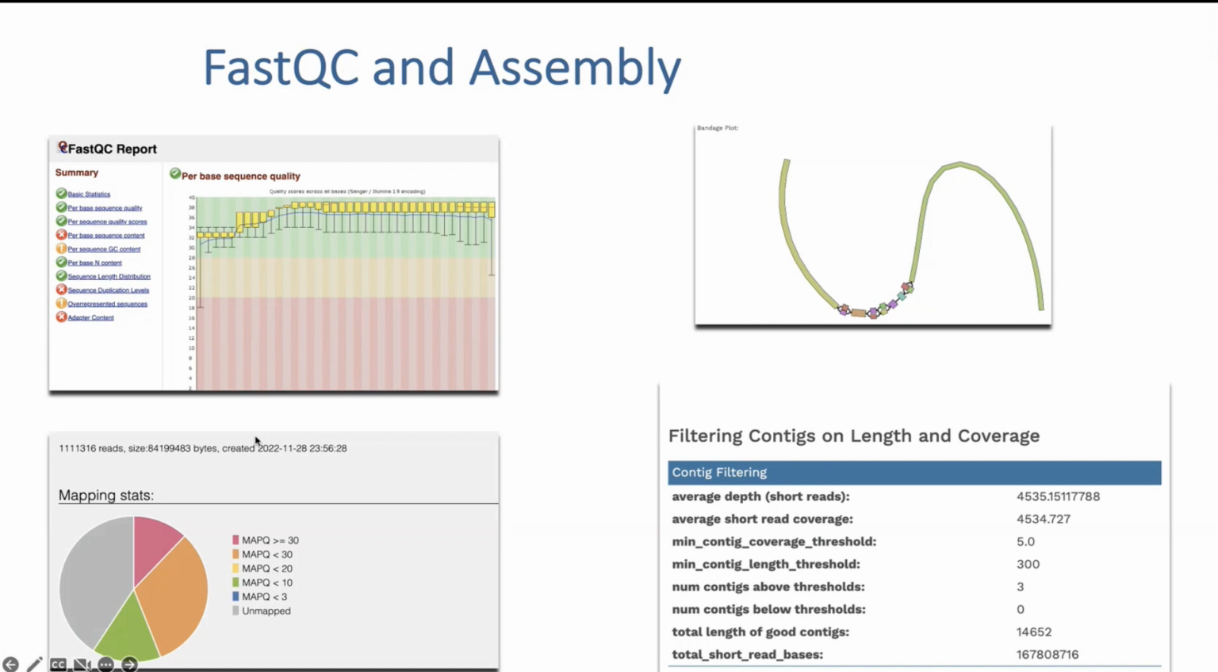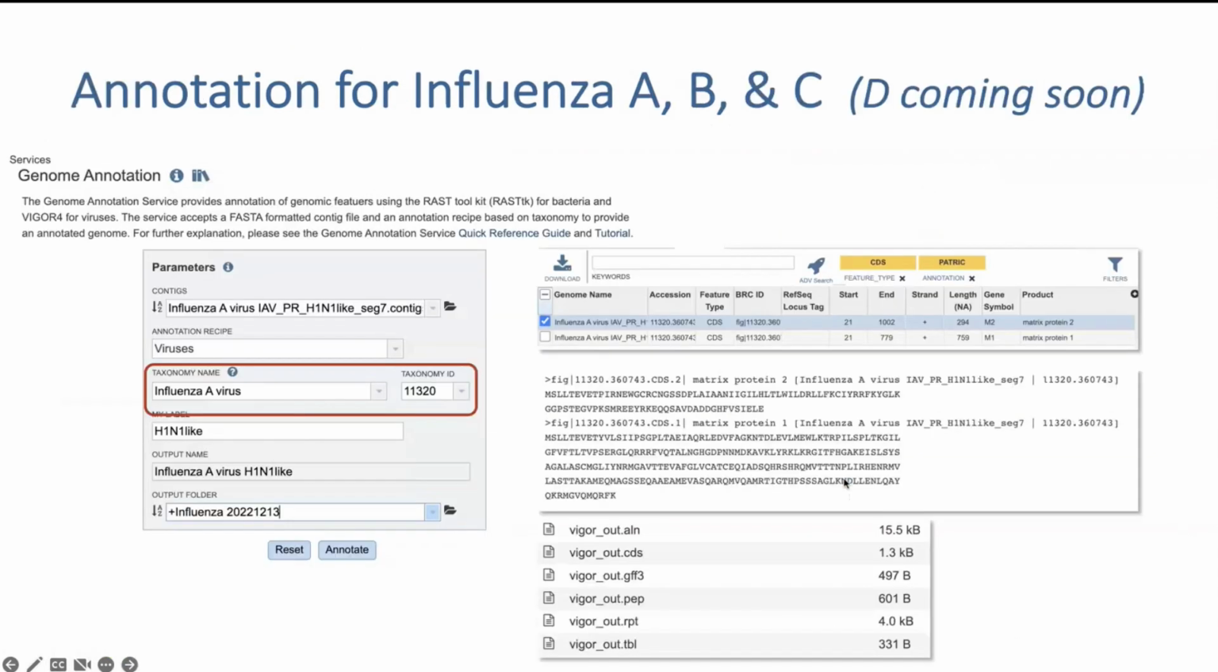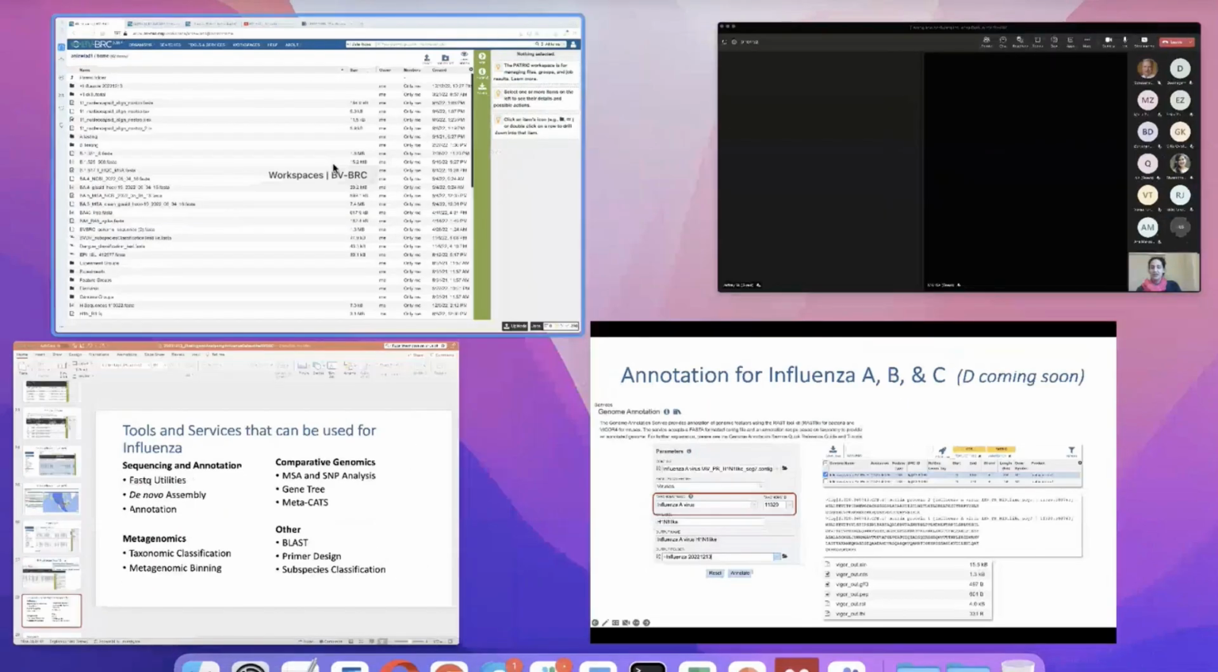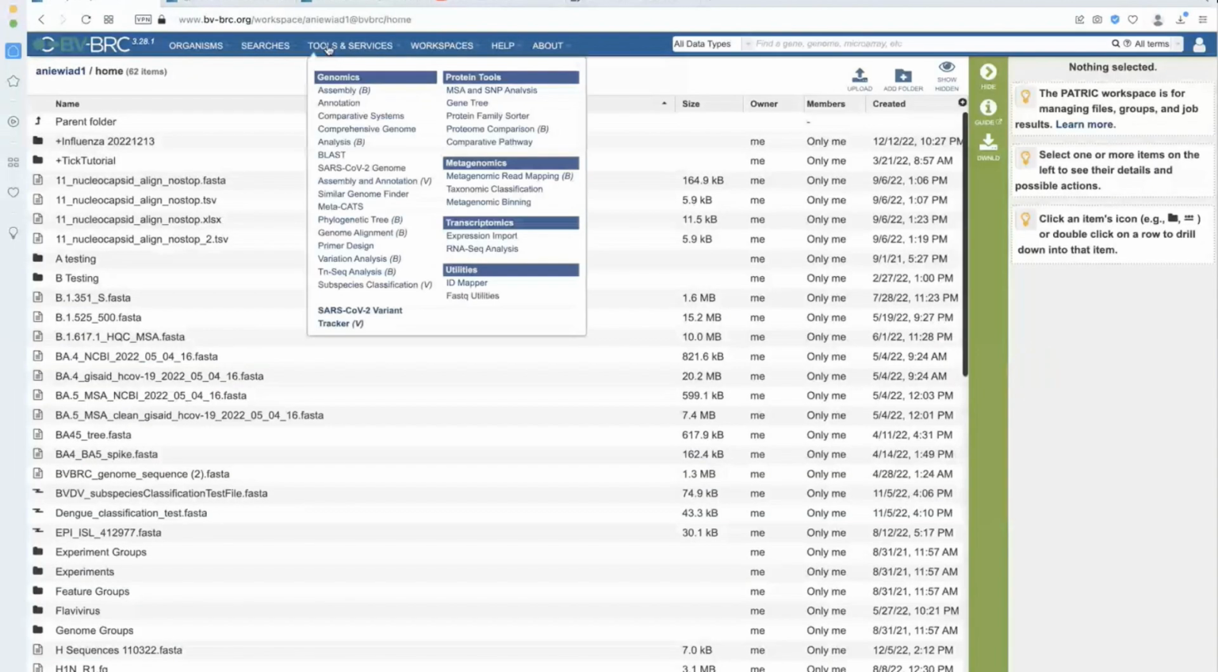And you get a nice HTML report at the end, which gives you a nice Bandage plot to visualize what you have assembled, some mapping statistics, and some assembly statistics as well. Once you have your genome assembled, you can annotate it in the BV-BRC, or if you prefer to assemble it through a different pipeline, you can still come and use our annotation service. And basically, everything that you want can be found under our Tools and Services tab.